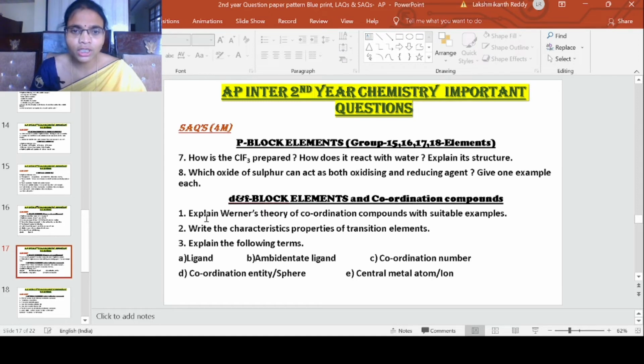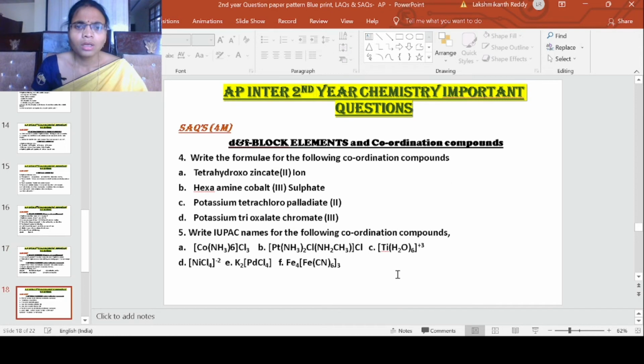Give an example each. The next, d and f block, coordination compounds. What is the first expected question? Werner's theory with example. So characteristic properties of transition elements. Next, terms: ligand, ambidentate ligand, coordination number, coordination entity, central metal atom or ion. Okay. Next, write the IUPAC names of the following coordination compounds. Write the formula for the IUPAC names of the compounds. Okay. So these are IUPAC names. So we need to write what?